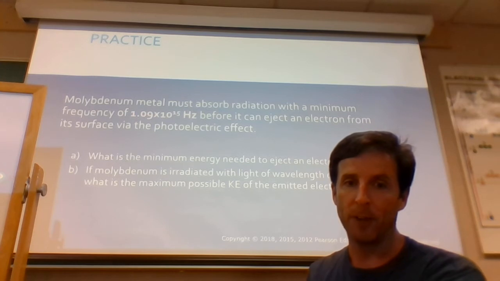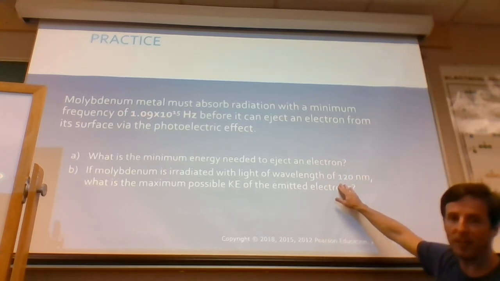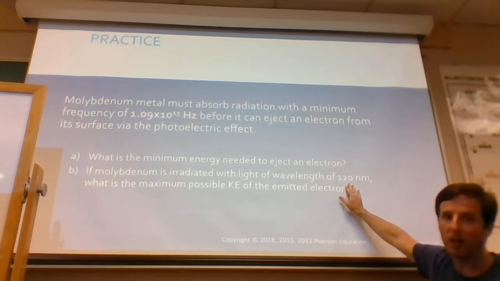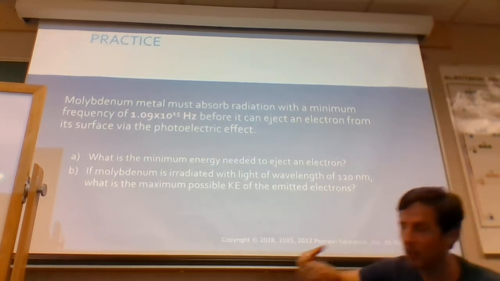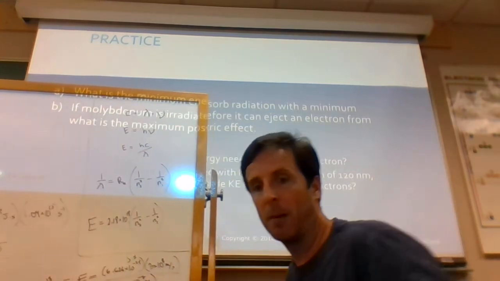That's what we calculated for A. Now I need to calculate the energy of my photon that I'm shining. It's a photon of light with a wavelength of 120 nanometers. So I'm going to plug that into the equation. Again, I've already done this on my board.